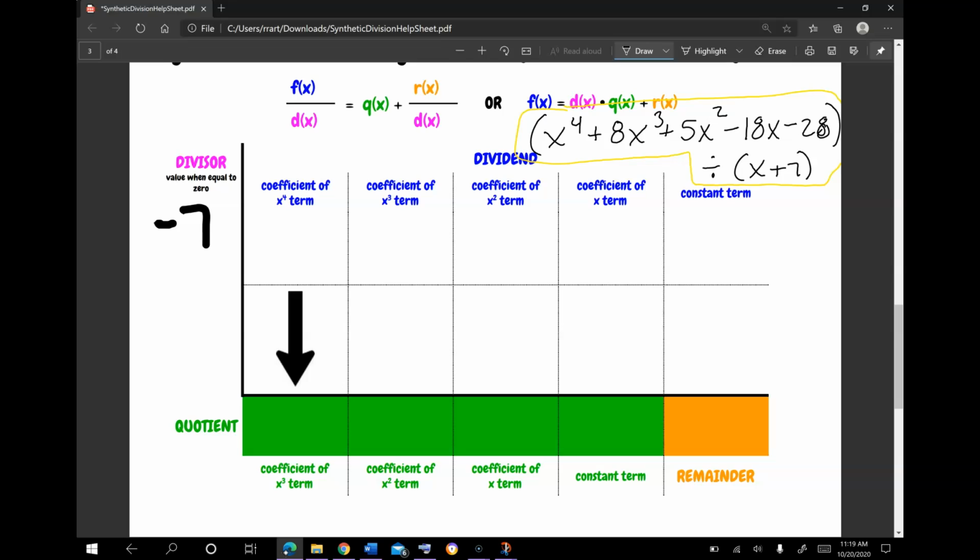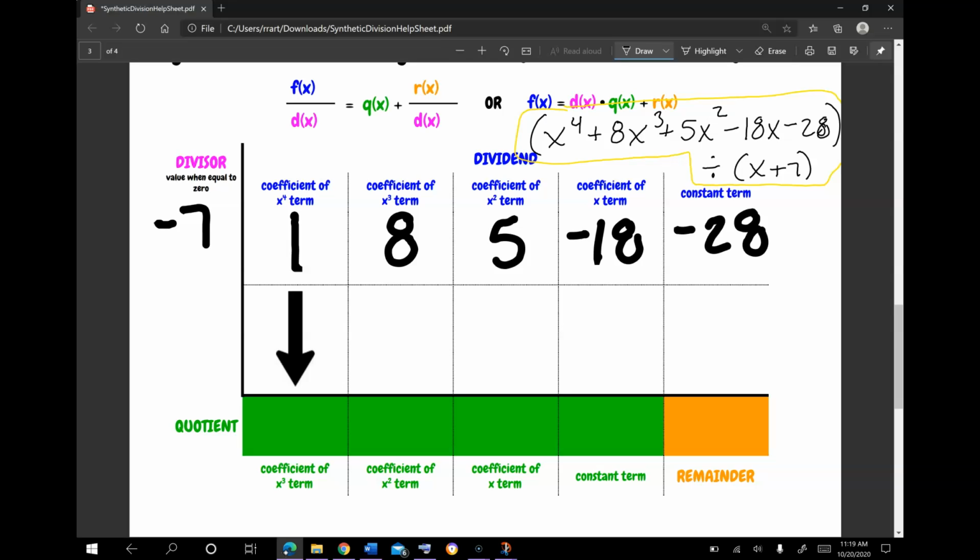Next, we get the coefficients. You have to make sure you're not skipping an exponent, which we're going to do in a minute. So we just do a self-check, 4, 3, 2, 1, 0. So bring down the coefficients. That's a 1, that's an 8, that's a 5, -18, and then -28. You bring the sign and everything.